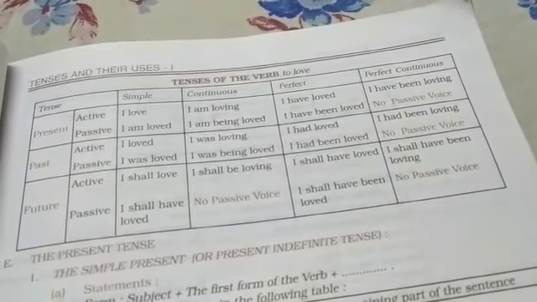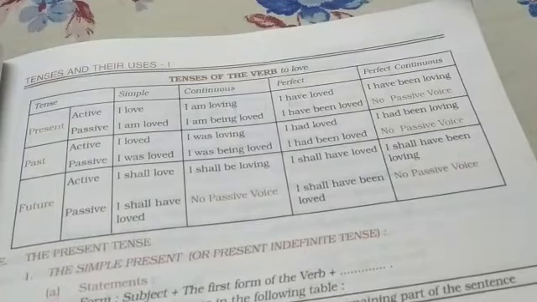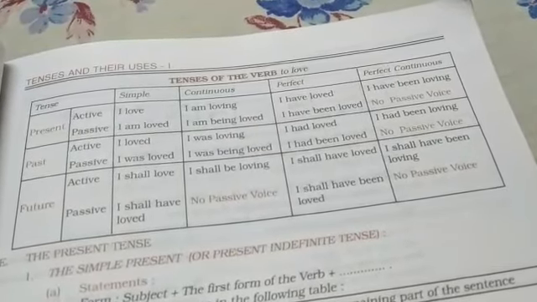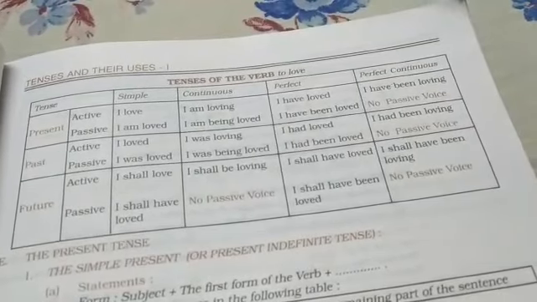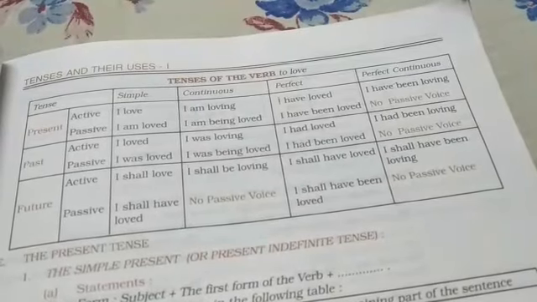Again, under active voice, simple future, I shall love. And under continuous, future continuous, I shall be loving. Future perfect, I shall have loved. Future perfect continuous, I shall have been loving.